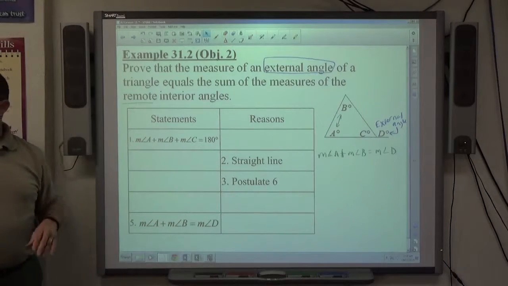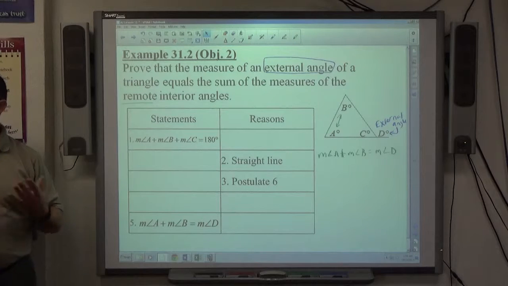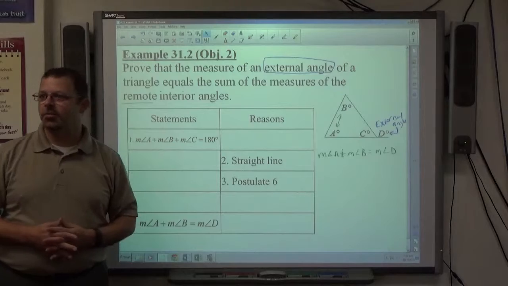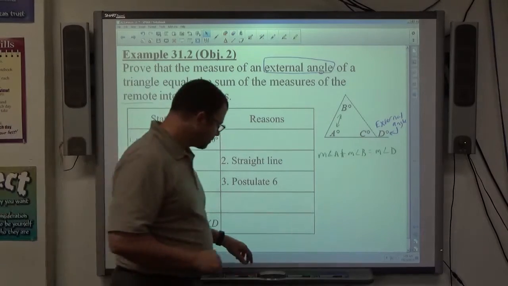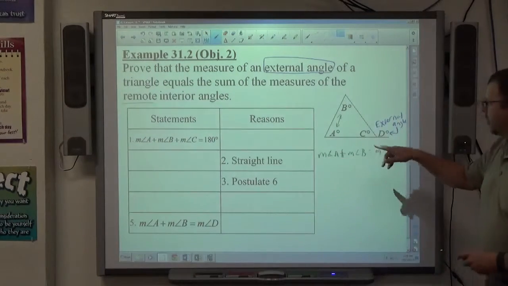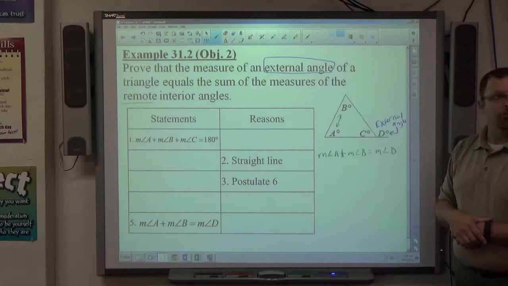But again, if they give you a proof in the book, it should be something that you know is true and that can be proven. They're not going to ask you to prove stuff that isn't true. All right, so that's what we're trying to prove, that these two angles add up to that angle, and again, that is true. All right.